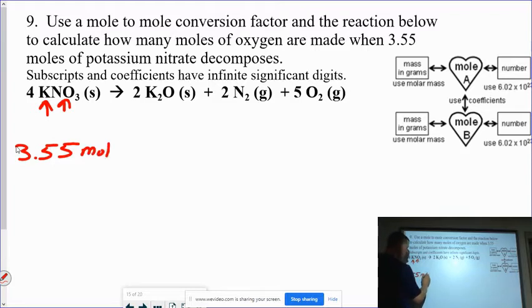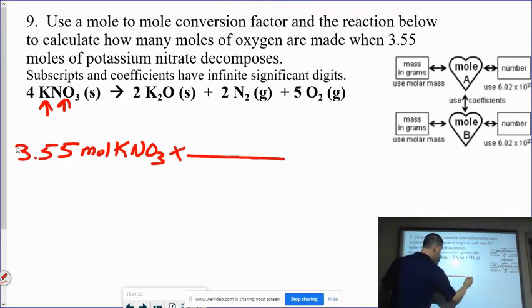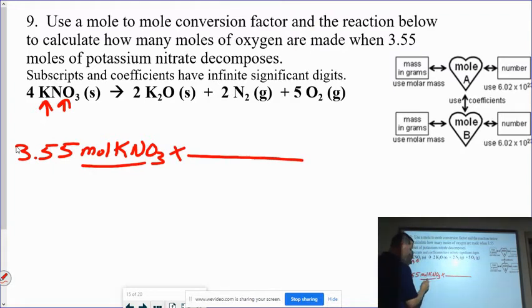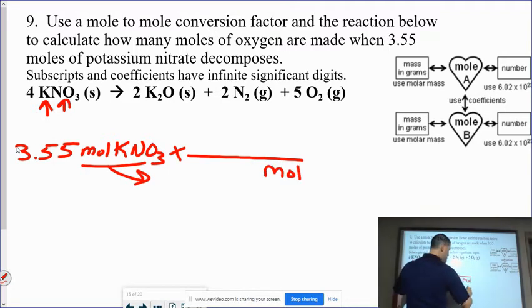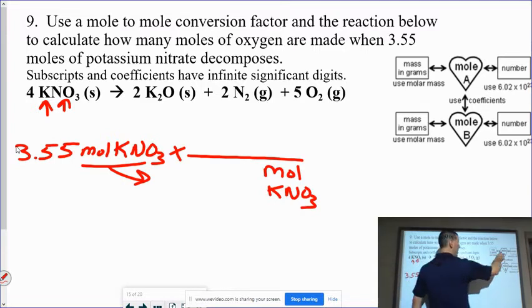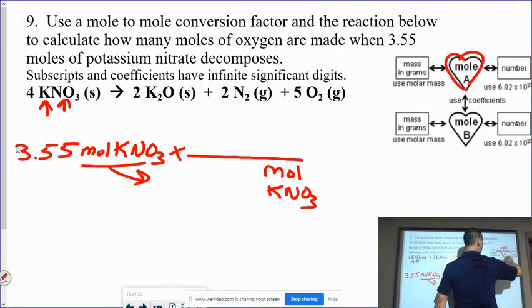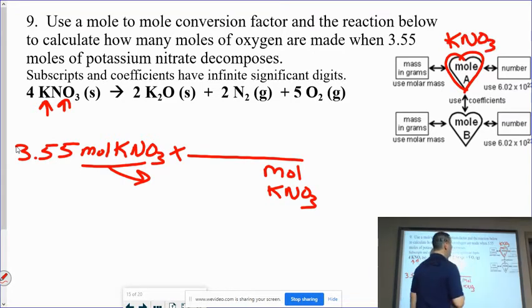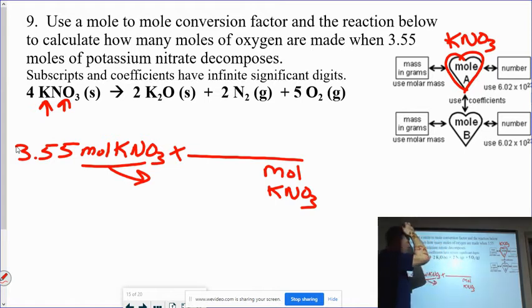So moles KNO3. I put a multiplication sign. I put a division bar. Whatever this label is goes on the bottom of the next step. Those are our bare bones basics. So right now I'm at moles of KNO3. So I'm on one of the mole islands. And now I'm going to look and see exactly what it wants me to do.